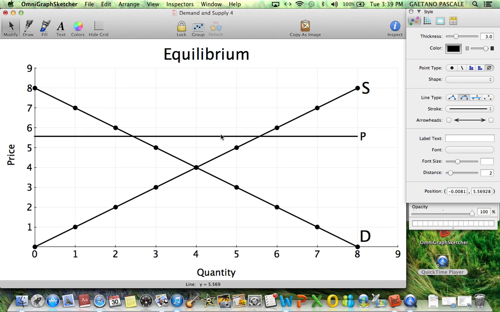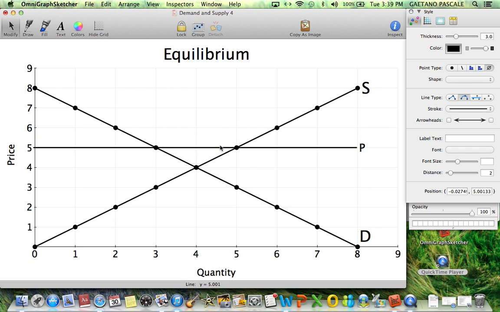So let's lower the price down to $5. At $5, what do we end up seeing? That the quantity demanded is now equal to 3, and the quantity supplied is now equal to 5. So the surplus has shrunk from 4 to 2, but we still have a surplus. These companies are producing things that people don't want to buy. So they're seeing their inventories accumulate.